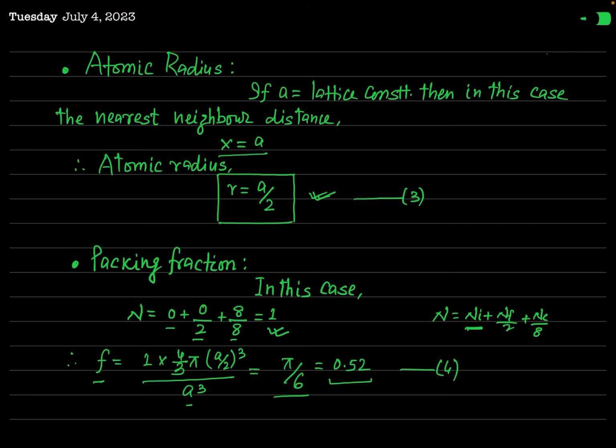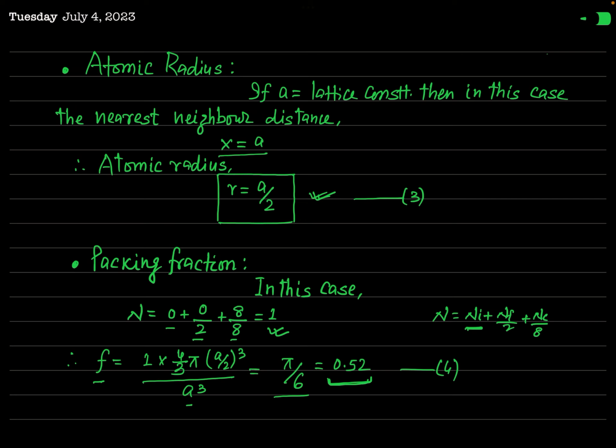You will see that among all the 3 unit cells, the packing fraction in this case will be the least. We will see later on that the packing fraction in the case of face-centered and body-centered lattices will be greater than this 0.52. So the packing fraction of the simple cubic lattice is the least. Okay, and this is 0.52.